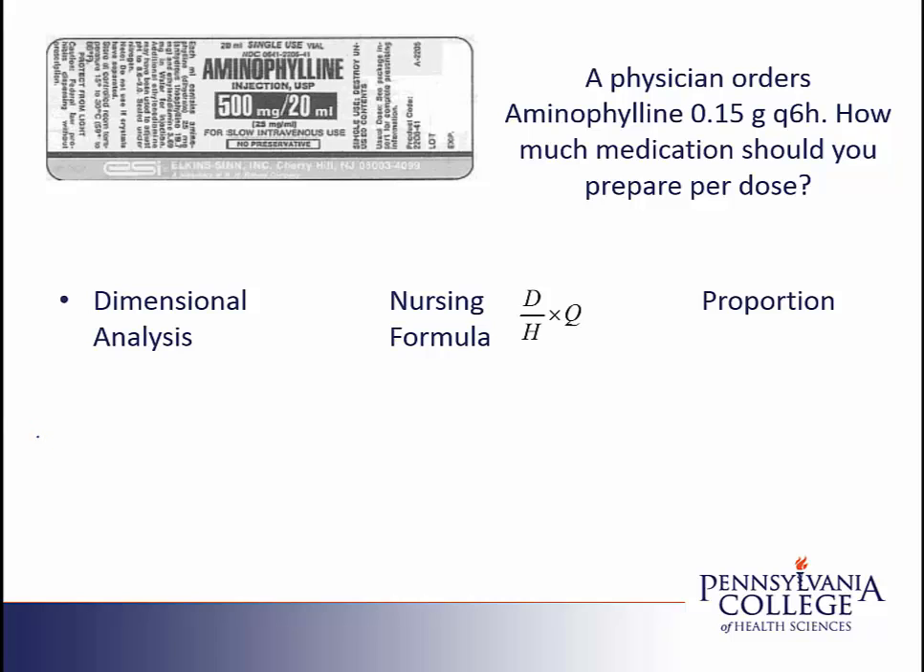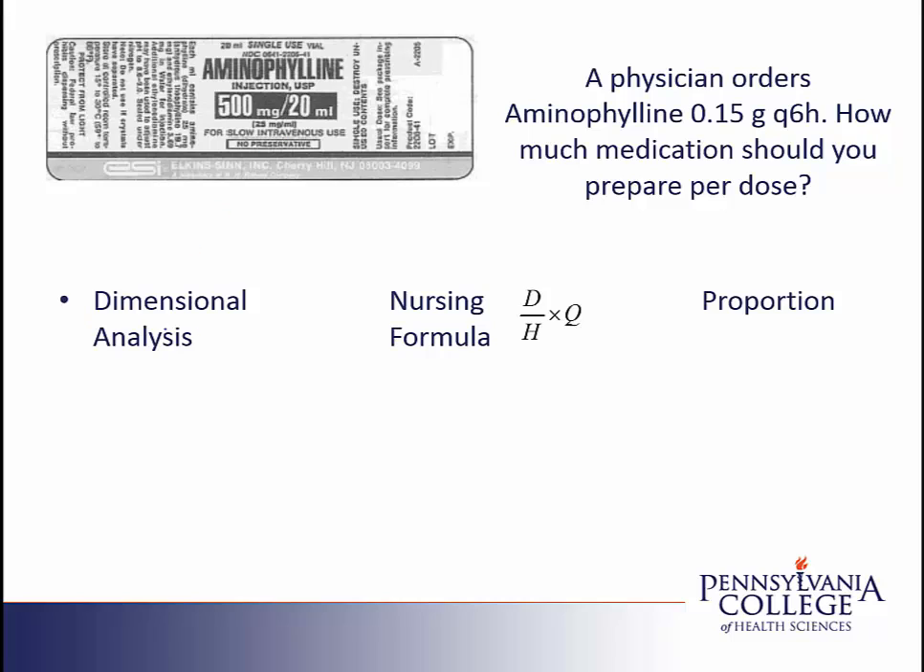We are completing a dosing problem. In this case, the physician has ordered 0.15 grams of the medication every 6 hours, and we're asked how much medication should you prepare per dose. So when we look at the label, we see that this medication comes in milliliters, so we want our answer to be in milliliters because that's how we would prepare the medication.